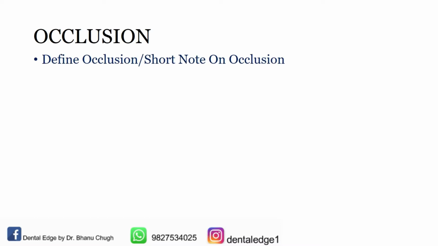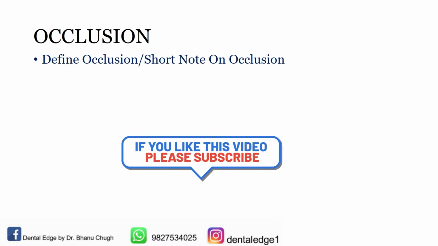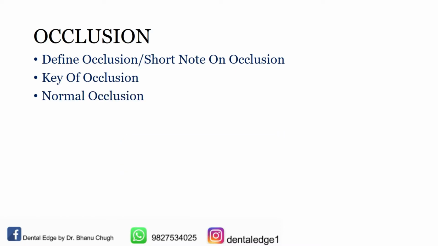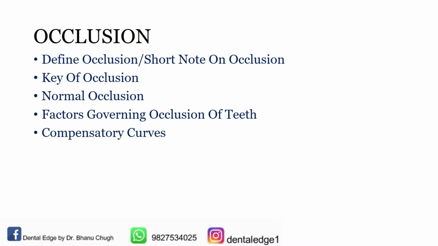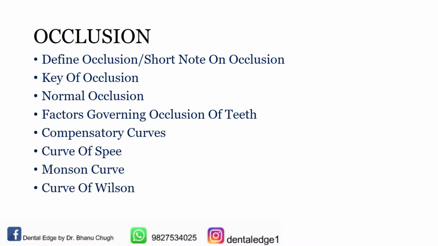Coming to the chapter occlusion, again a very important chapter. In this you can be asked to define occlusion or write a short note on occlusion. You can be asked the key of occlusion, normal occlusion, factors governing occlusion of teeth, compensatory curves, curve of Spee, Monson curve, curve of Wilson, leeway space of Nance. Now these all can be asked to write in examination as part of short notes, or you can be asked also in Viva.